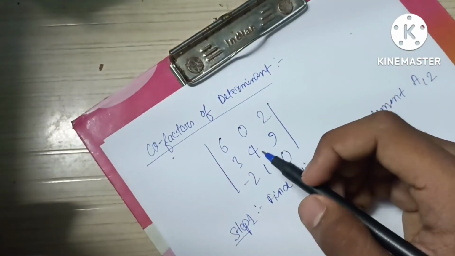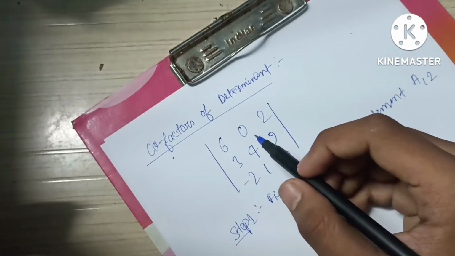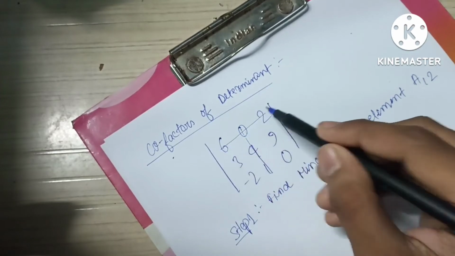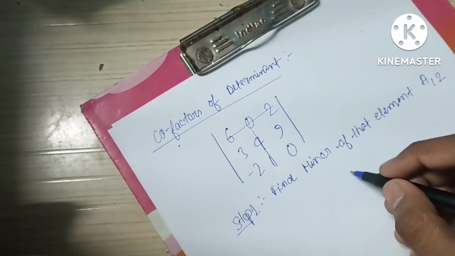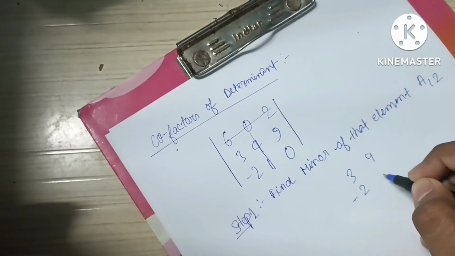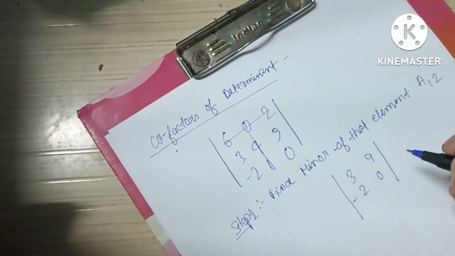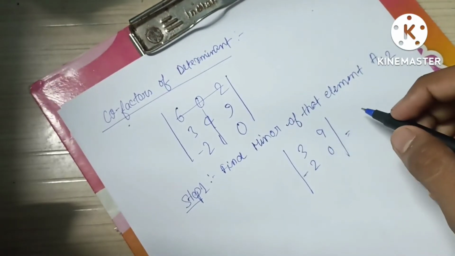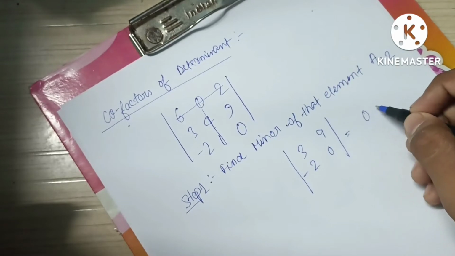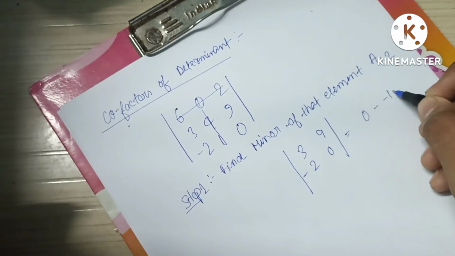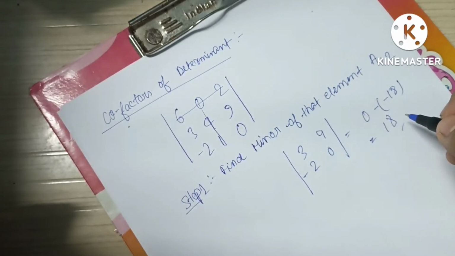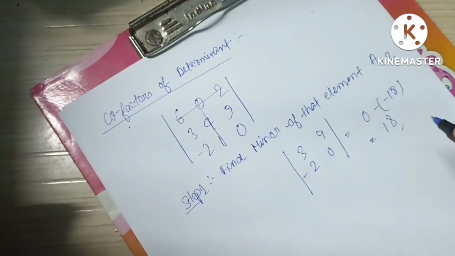How to find the minor here? We will exclude that column and that row, and the remaining numbers you need to write in a determinant. Now solve this determinant. The answer will be 0 minus 18, that is, 18 is the answer. Now here we have calculated the minor of the element.